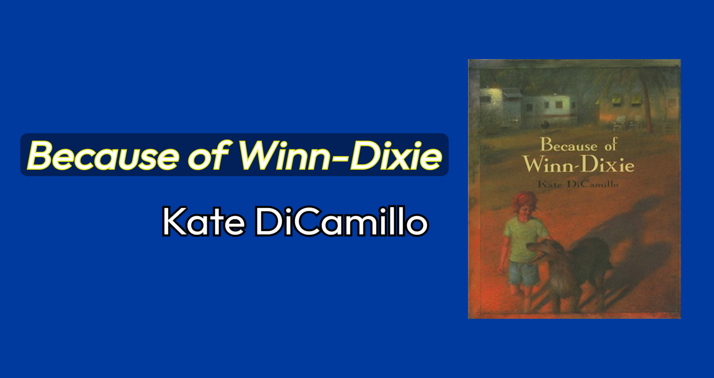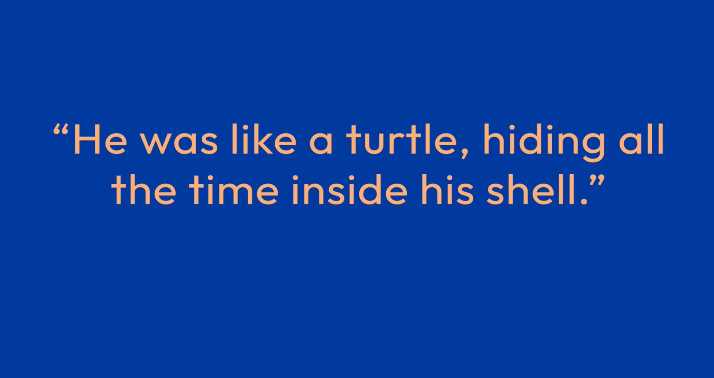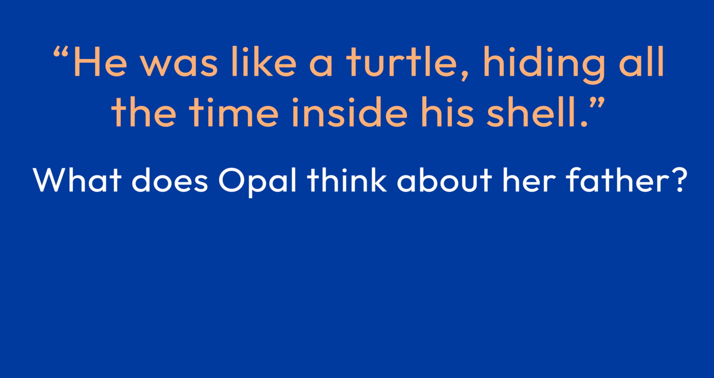In Because of Winn-Dixie, Opal describes her father like this. "He was like a turtle, hiding all the time inside his shell." So, this is a perfect example of direct characterization because Opal tells us exactly what she thinks about her father. That he's quiet, closed off, and he keeps his feelings hidden.